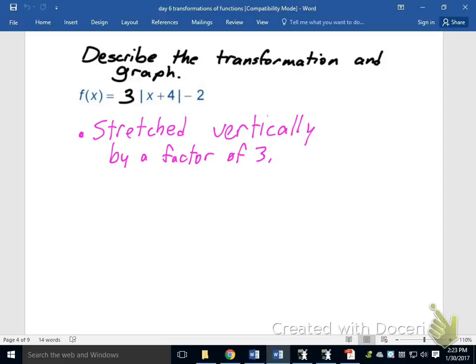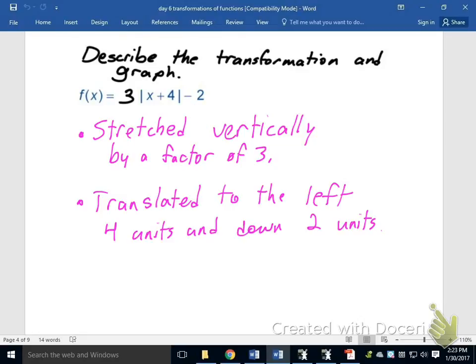Now let's talk about the +4 and the -2. Again, that's your horizontal translation and your vertical translation. So horizontally, because it's +4, I have to negate that. It's actually going to be going to the left. It's going to go left 4 units, and then it's going to go down 2 units. Now I have that written in. That's all the transformations that are happening for this function.